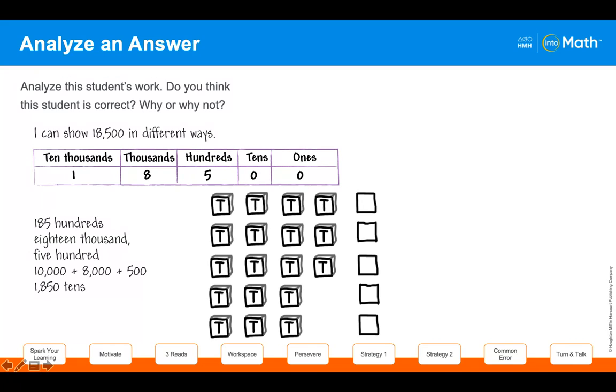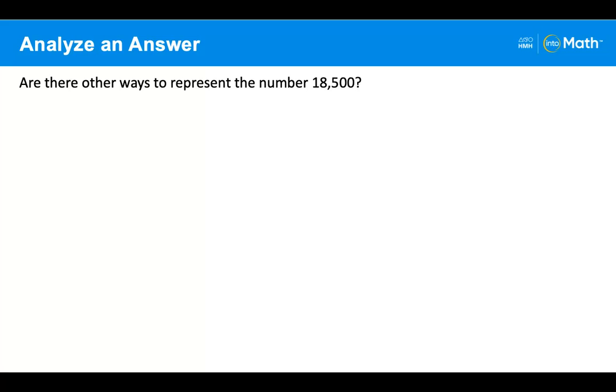Give me a thumbs up if you also use base 10 blocks. Very cool. And your model might look different because there are a number of ways that we could show this exact same number using base 10 blocks. Now, are there other ways to represent the number 18,500? Of course, there are so many different ways that we could do it.